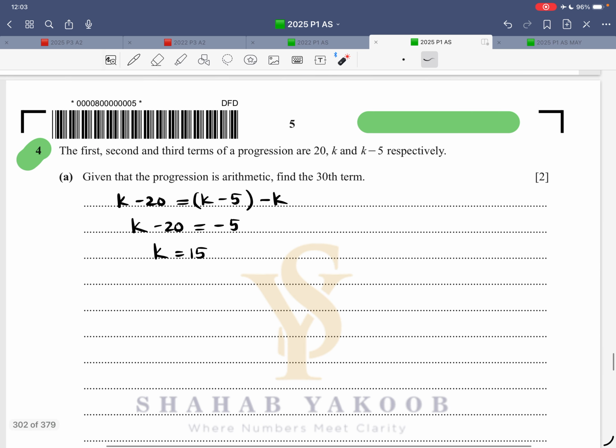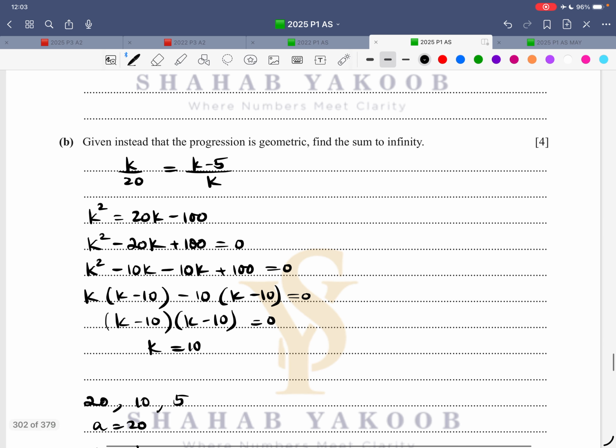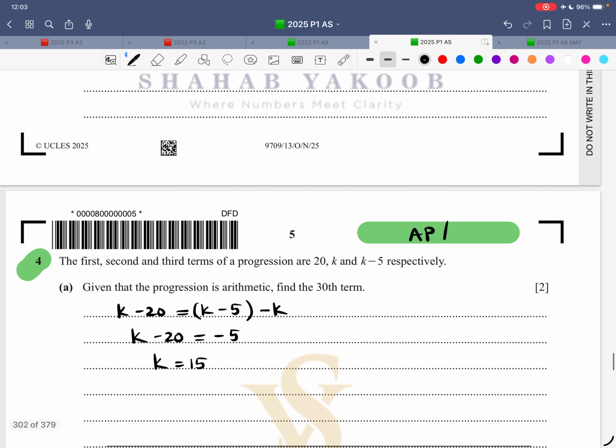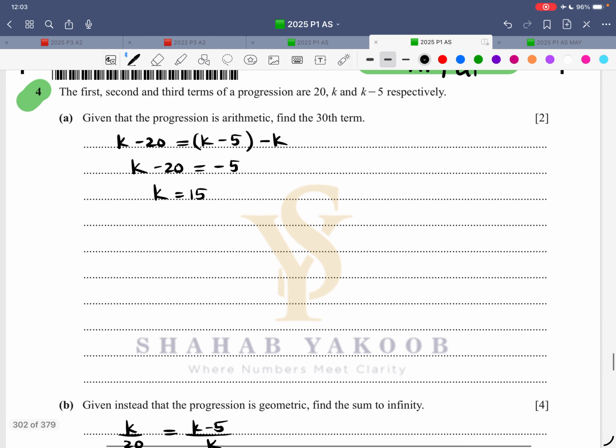Next question, what is this about? This is about AP, that is the first question, and it's also GP. So now it says the first, second, and third terms of the progression are such and such respectively. Now in the first part, they are saying that this is an AP. So if it's an AP, the common difference is the same, second minus first, third minus second. That's how we find the value of K.